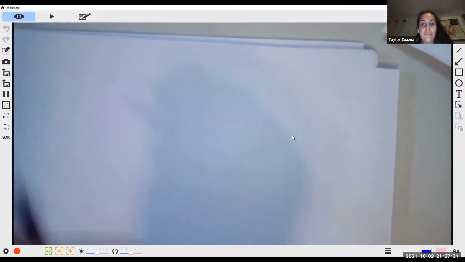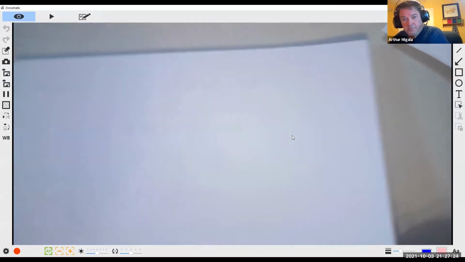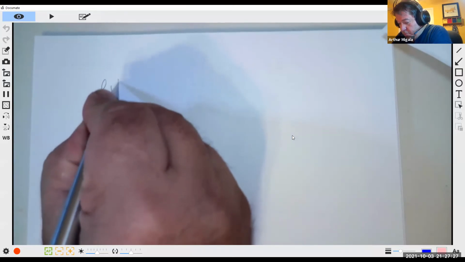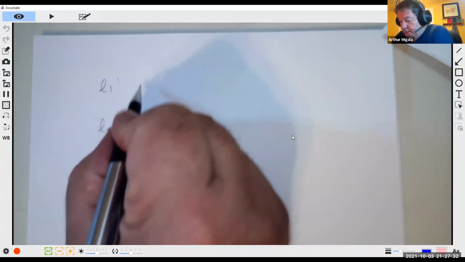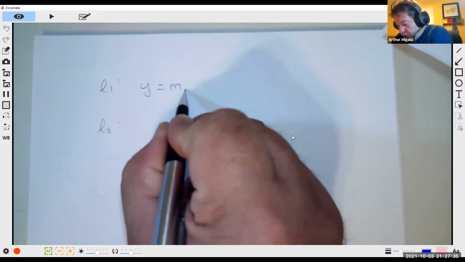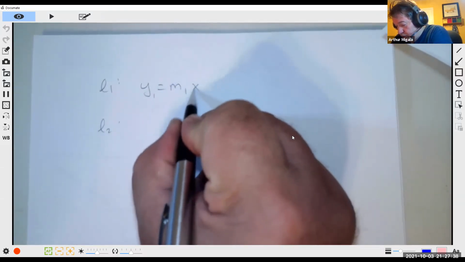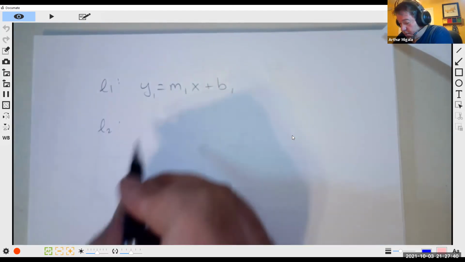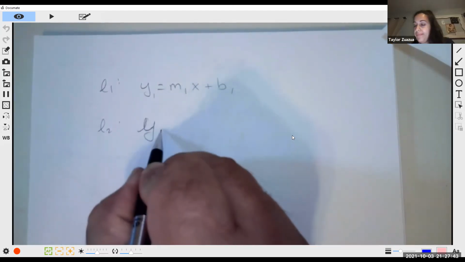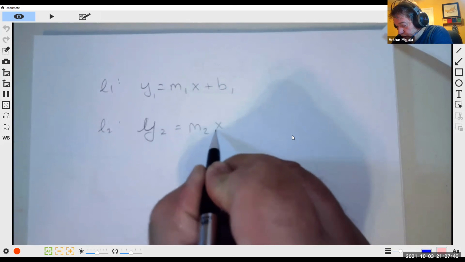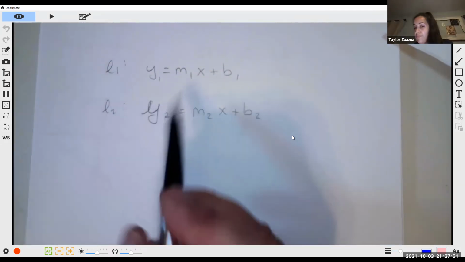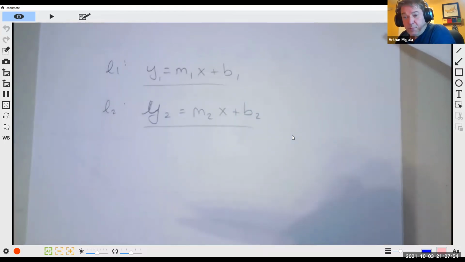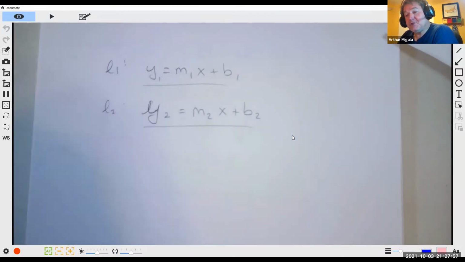If you have two equations, this is line 1, this is line 2. The only way you can look at them is if they're in this form. This is the slope of line 1 and the y-intercept of line 1, the slope of line 2 and the y-intercept of line 2. So if the equation is not given to you in slope-intercept form, y equals mx plus b, solve for y. You have to put it in that form first.